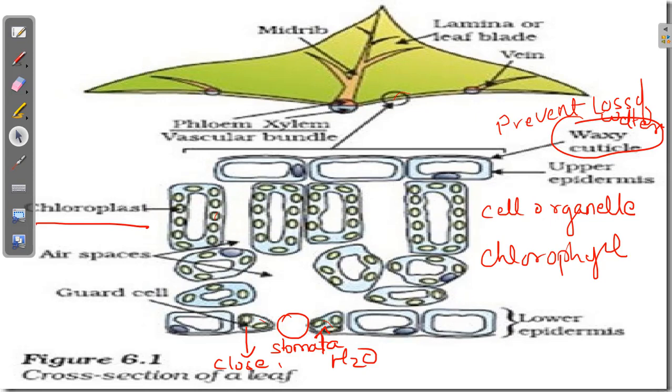And then on the lower part, you see a small opening, that is stomata. Around the stomata, you will have guard cells. And this is the chloroplast present.